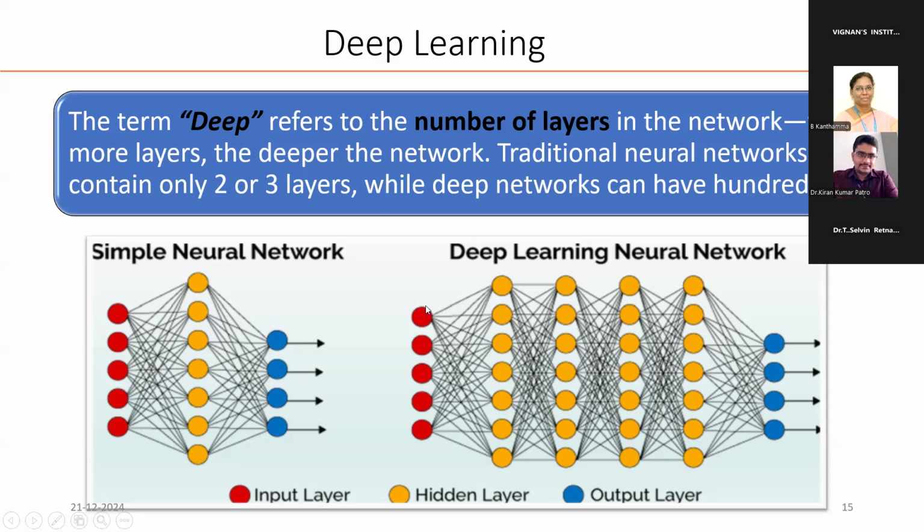The red indicator is the input layer. Along with the input layer and output layer, based on your application and your data, you have to choose a larger number of hidden layers. So in deep learning, deep refers to the number of hidden layers.